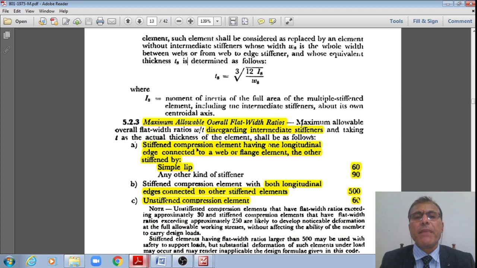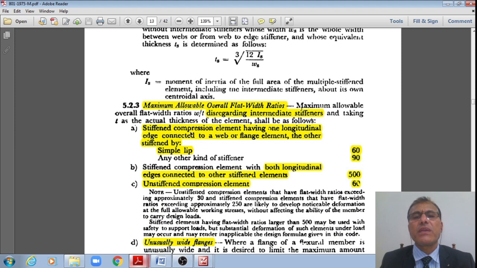Now next one, maximum allowable overall flat width ratios, right? The first one, however, these are disregarding the intermediate stiffness.